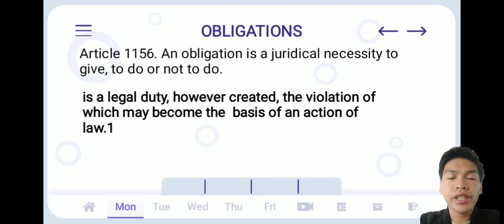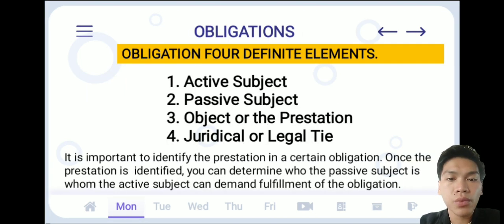The term obligation is derived from the word obligatio, which means tying or binding. It is a tie which binds a person to render something to another that may consist in giving a thing or doing something, so it talks about maybe a partner in the business or in the industry. So the obligation is a legal duty, however created, the violation of which may become the basis of an action of law. Every obligation has four definite elements without which no obligation can exist.